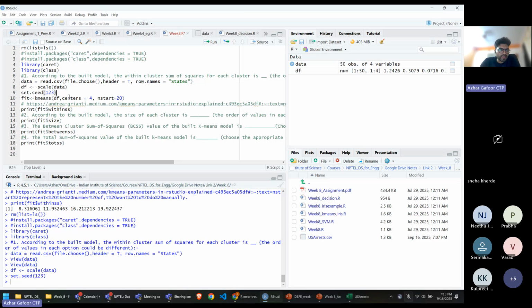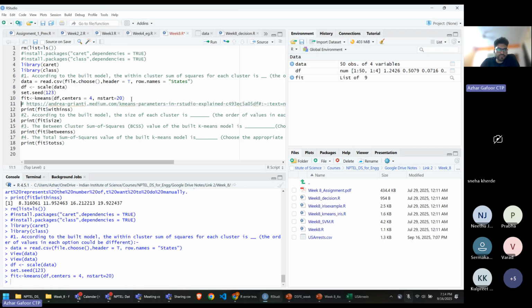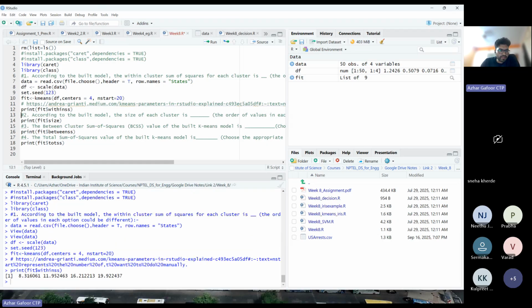Then to use k-means, this is the algorithm that has to be chosen. So fit k-means. DF is the data after we have scaled. Then the number of centers is 4, and we use 20 as the number of starting points for each center. So if we run the fit, then we can see the numbers.